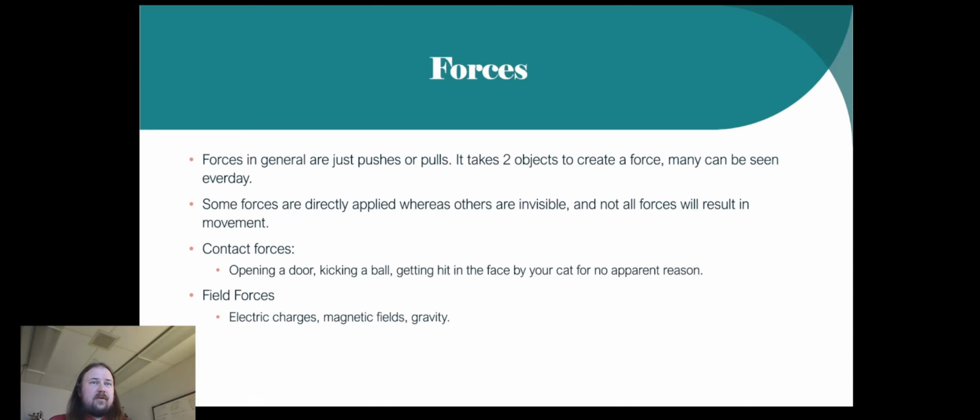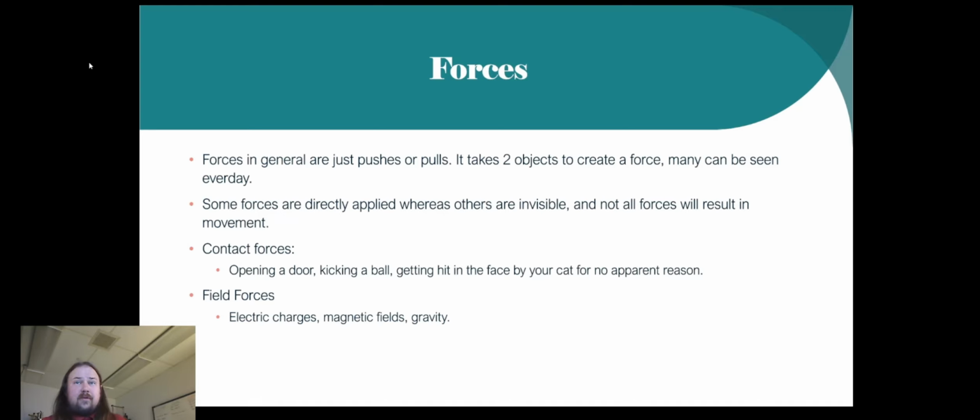Now, some forces can be directly applied, whereas others are invisible. Like opening a door, pulling on a spring, or turning a handle. It's a direct application. You're physically pushing or pulling on the object. Kicking a ball, pulling a cart, anything that involves a physical interaction. Even getting hit in the face by your cat for no reason whatsoever. That's a physical force that your cat has decided to bestow upon you.